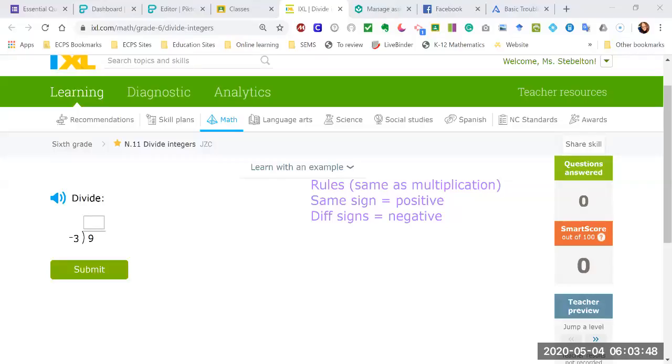Okay, so now we're going to go over dividing integers. It has the same rules as multiplying integers. If they are the same sign, the answer will be positive. If they're different signs, the answer will be negative.